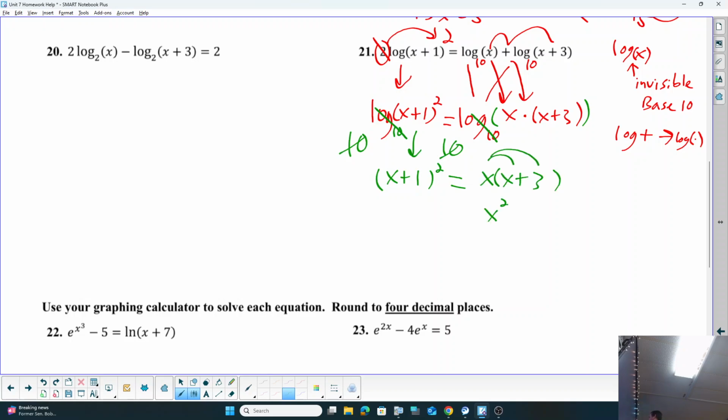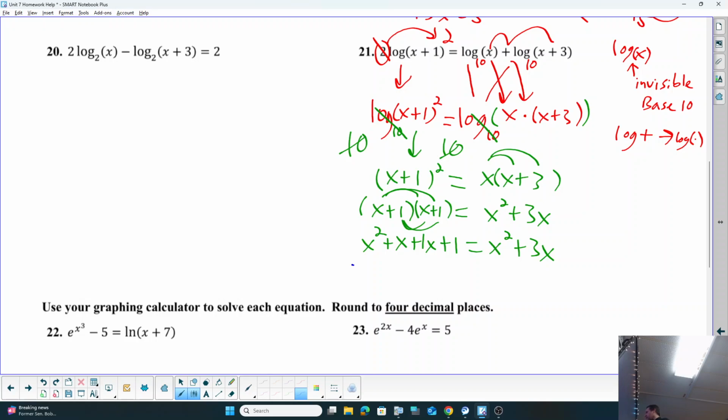Distribute. X squared plus 3x. And how many x plus 1s do I have? I have 2 of them. Don't forget to distribute, FOIL it out. So x squared, x times 1 is plus x, this times 1x is plus another 1x, and then 1 times 1 is just a 1. Okay, we want to get everything on the same side and maybe factor it. Oh no! The x squares on the other side are going to cancel. So those are both gone. This is a 1x, with the 1x is 2x, plus 1 equals 3x on this side.